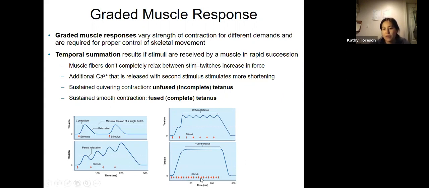So when the stimuli comes in a little bit faster, our muscle doesn't have any time to relax. Remember, these little drops in tension are because there's a little bit of relaxation happening in the muscle. But if we increase the frequency of the stimuli, we get this nice sustained contraction, this even tension that's called fused tetanus.